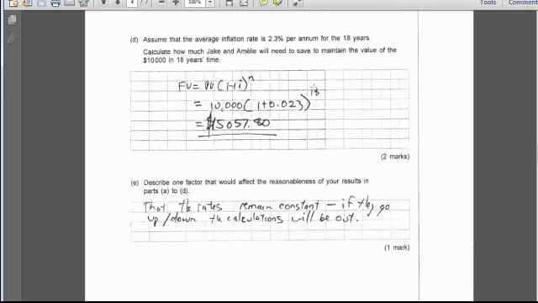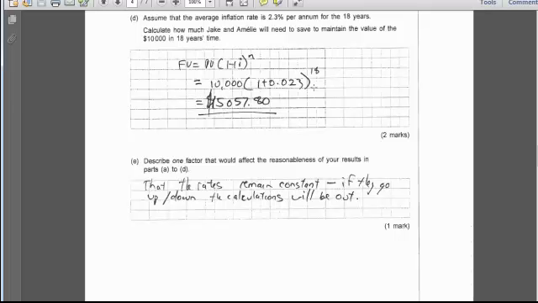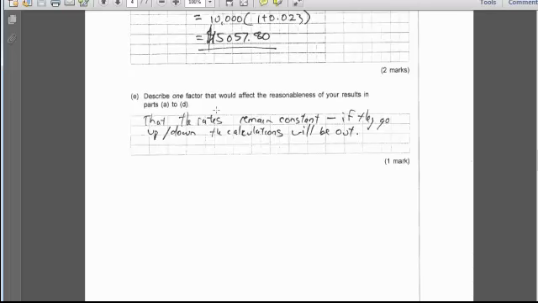Next part of the question says what happens with the inflation. So now it's looking at the inflation. It doesn't really matter which formula you use. I've just used this one, which is the compound interest formula. 10,000 is what your present value is. 1 add I, which is 0.023, because it's the decimal equivalent of the inflation rate, to the power of 18, and you end up with $15,057. So they're going to need a bit more money if they want to keep up with inflation.